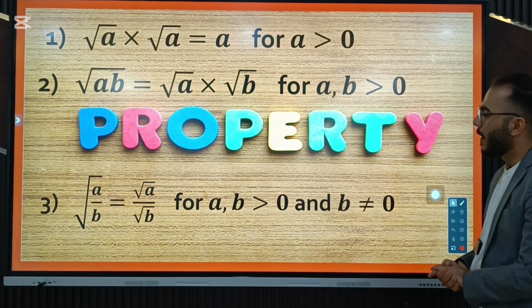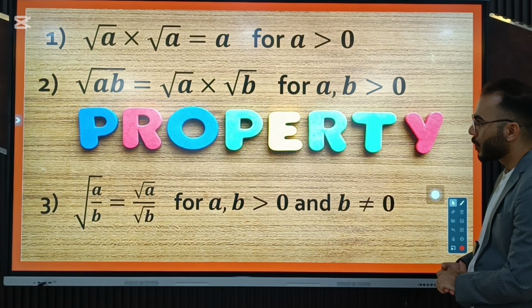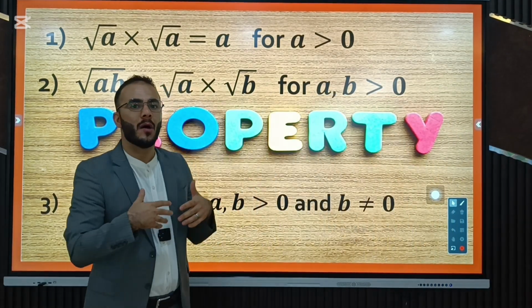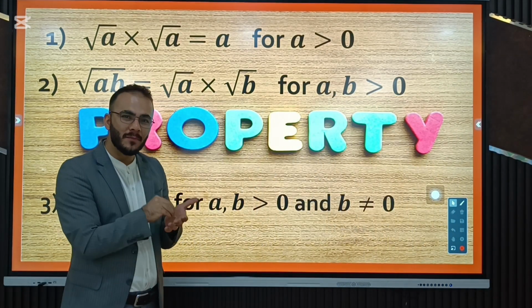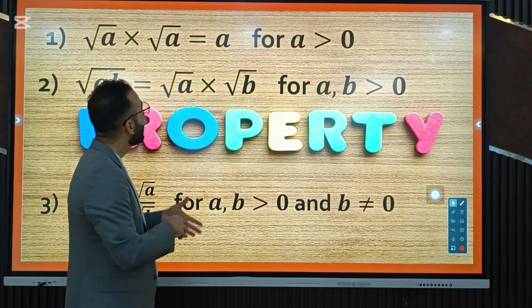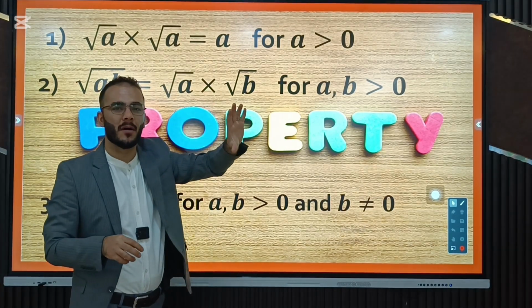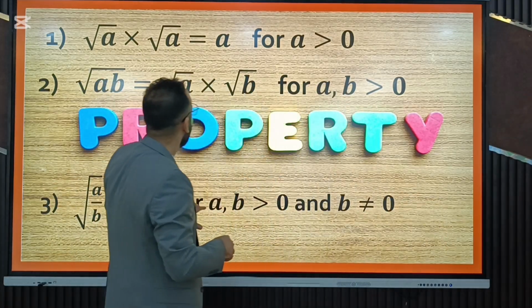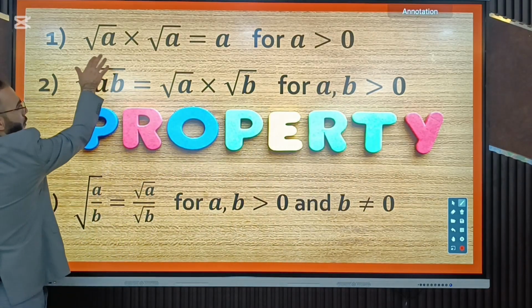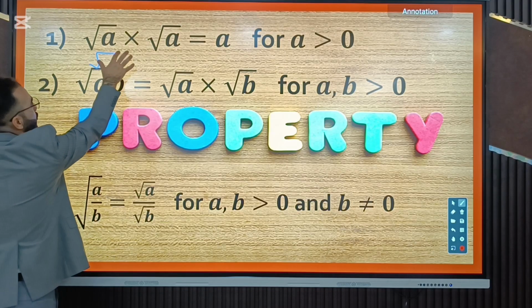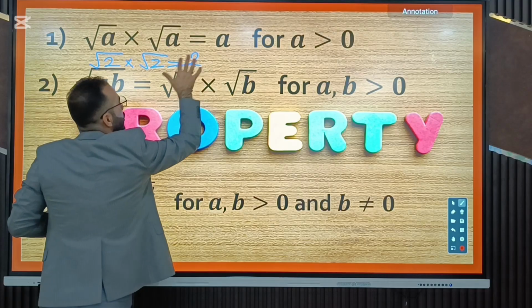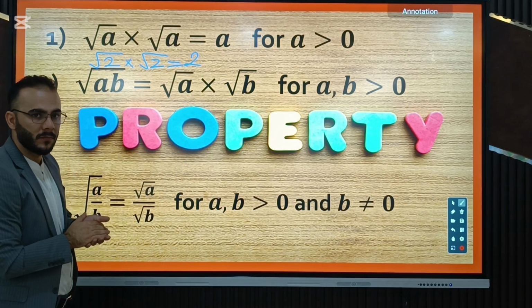Okay, properties of square roots. So we have some properties regarding these square roots. First property: the square root of a number times the same square root, the square root of the same number, is going to give us just the number without the square root. Example: the square root of 2 times the square root of 2 is going to give us only 2, without the square root.